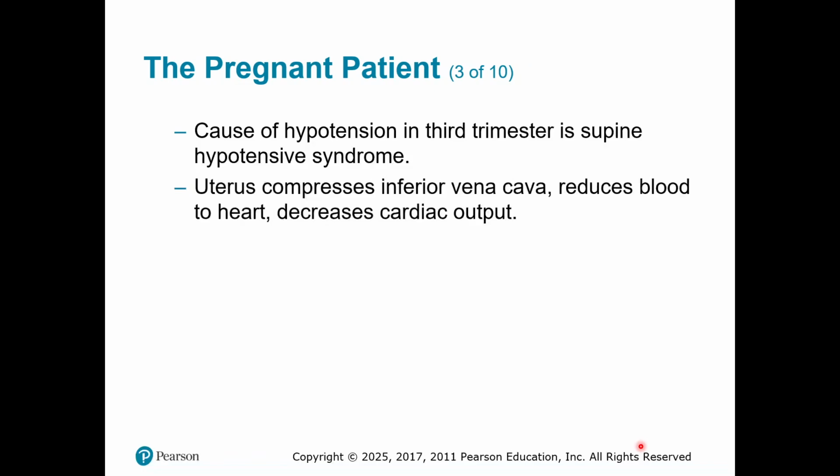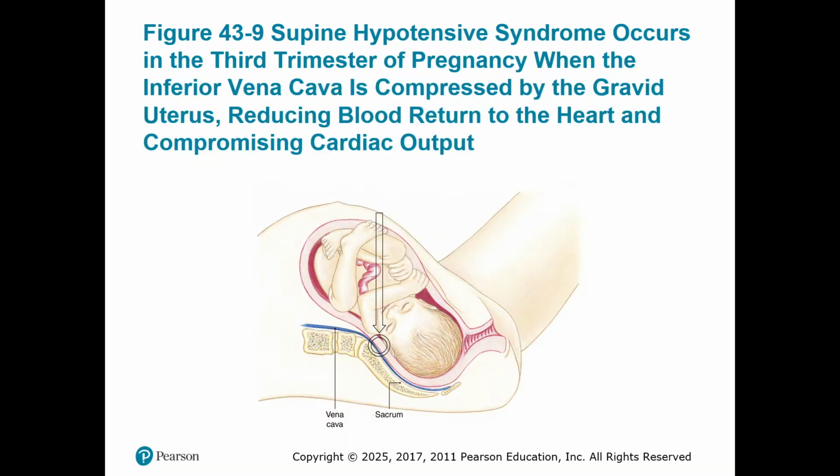A cause of hypotension in the third trimester would be supine hypotensive syndrome. This is where the baby is positioned over the inferior vena cava. The uterus compresses the inferior vena cava, and it reduces blood return to the heart, decreasing cardiac output. Here's a diagram outlining supine hypotensive syndrome. So you have the vena cava here, and it's under pressure. Blood can't return back to the right side of the heart.